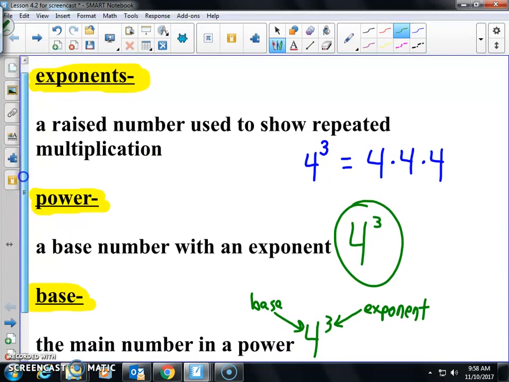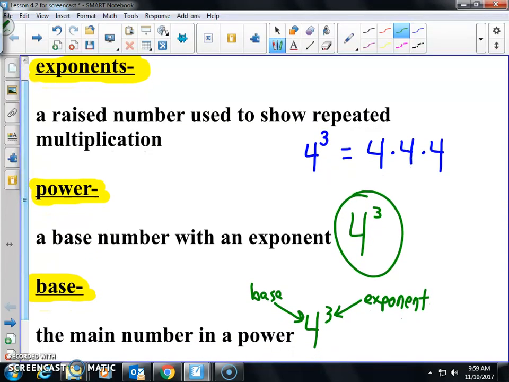So take a minute, write down what you need to write down for definitions, exponents, power, and base. And as you're writing that down, since we're in algebra, not only will our exponents be on bases that are numbers, like 4 to the third power, but we could even have m to the third power. And that just means m times m times m. So exponents can be used with bases that are numbers. Exponents can be used with bases that are variables. And exponents can even be variables, but that's something we'll get to at another time.